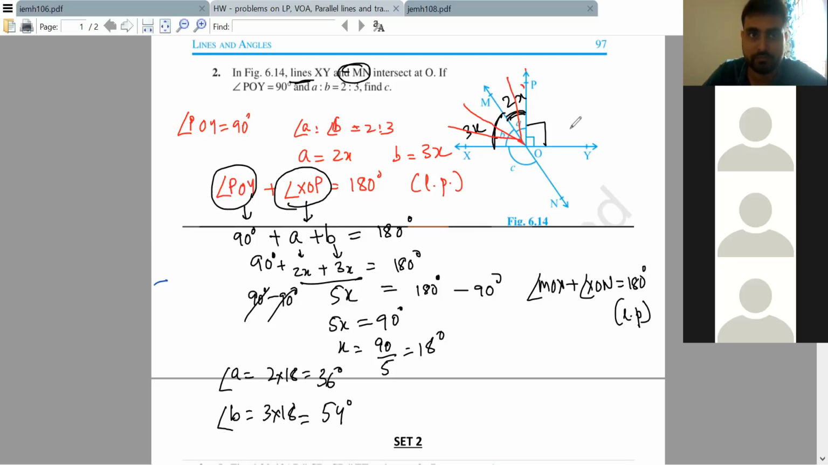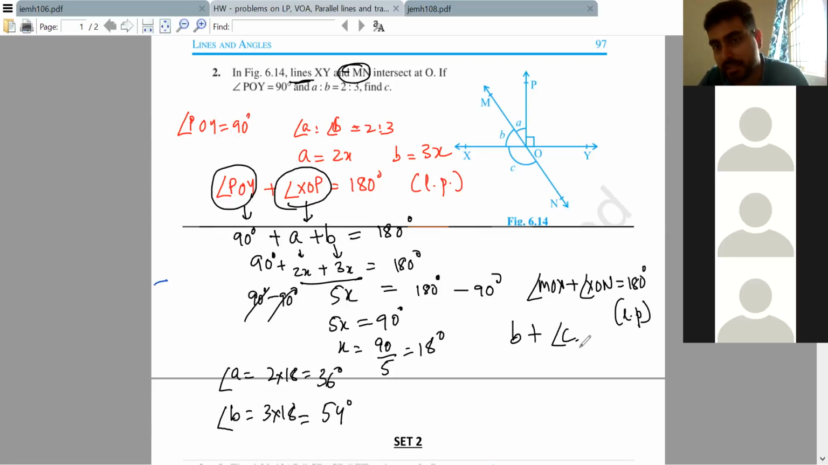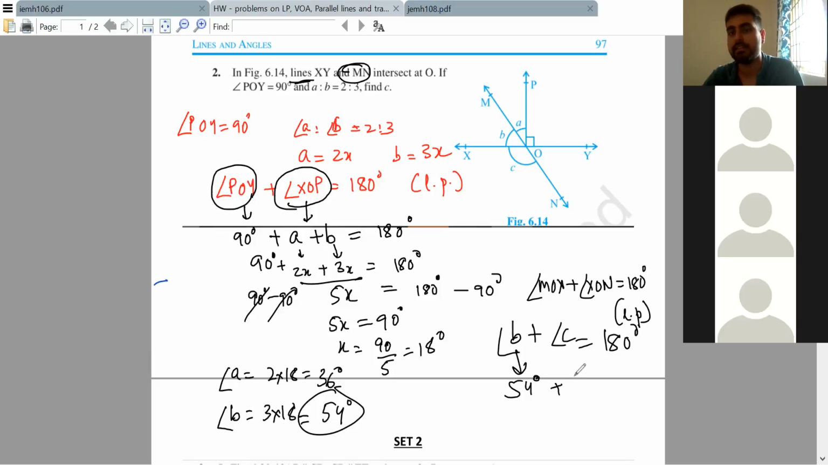So, sir, angle XON is equal to 180 degrees minus angle MOX. Okay, we can use ABC, Sumaya, it's going to be quicker for us. Angle B plus angle C is equal to 180 degrees. Fantastic. You know angle B is 54 degrees, so you can find angle C. How much is that, Sumaya?